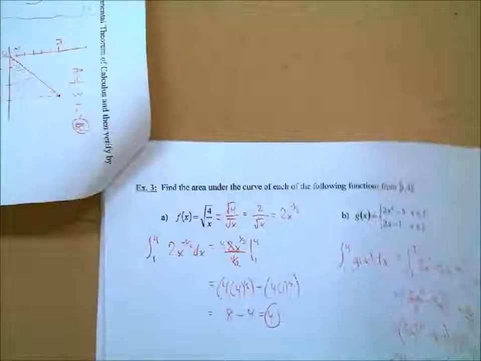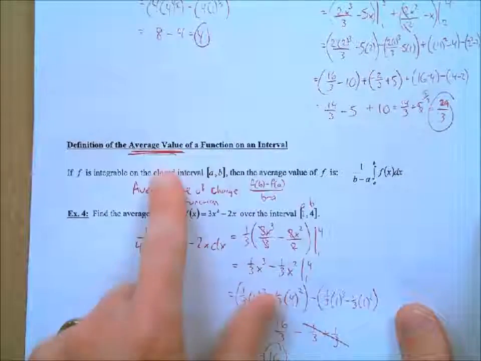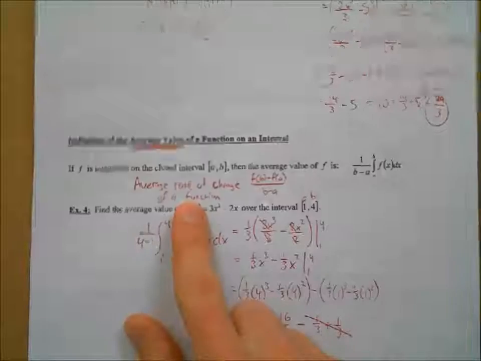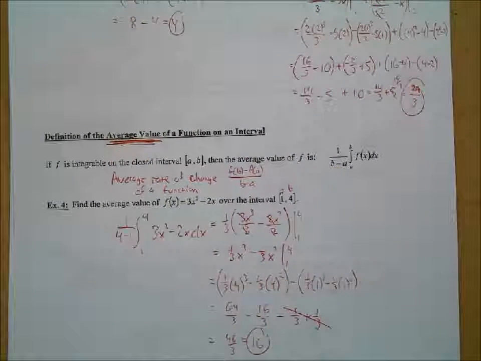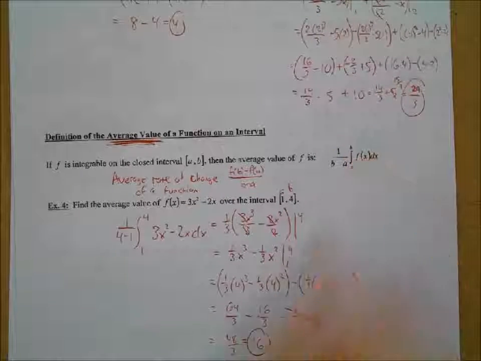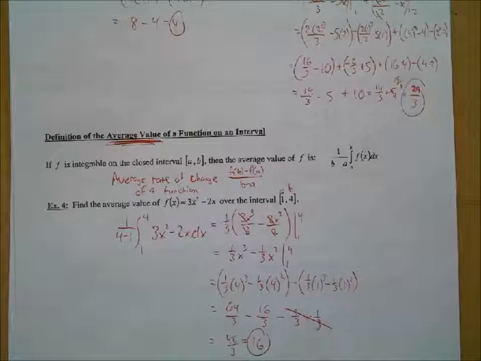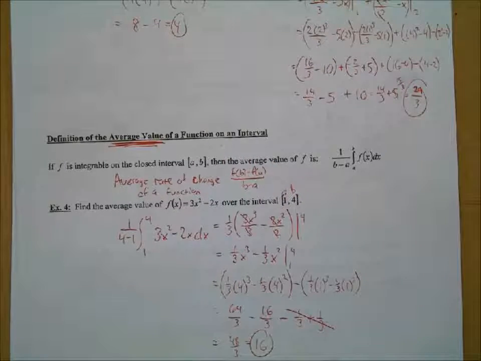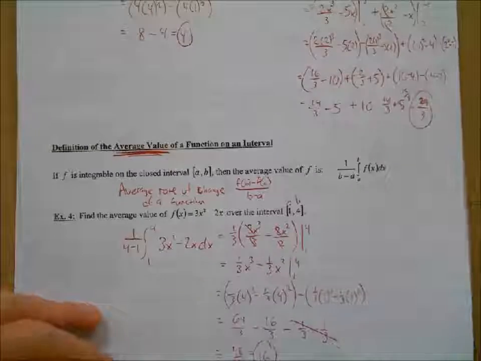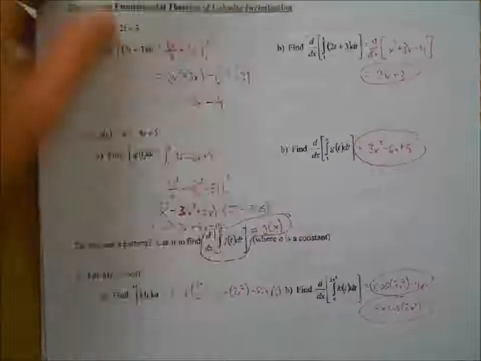We also learned how to find the average value of a function, which is related to the average rate of change. Average value, we integrate. So given a function and we want to find its average value, that's where we use this integral. Given a function and we want to find its average rate of change, that's where we use our slope formula. So there are slight differences depending on what we're given and what we're looking for, and how we do that.